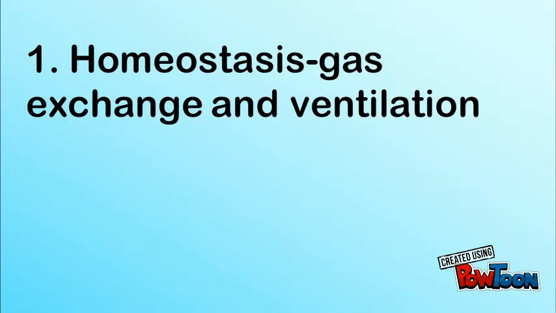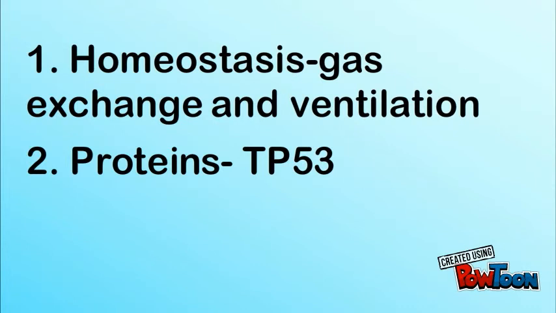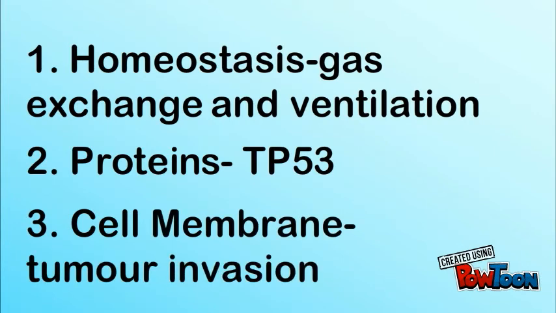Small cell lung cancer and the three key concepts. Homeostasis is disturbed due to impaired gas exchange and the inability to properly function and ventilate the lungs. TP53, which is a tumor suppressor gene, is a protein which can become mutated, causing this disease. Lastly, cancerous tumors invade the cell membrane of the epithelium in the bronchiole.